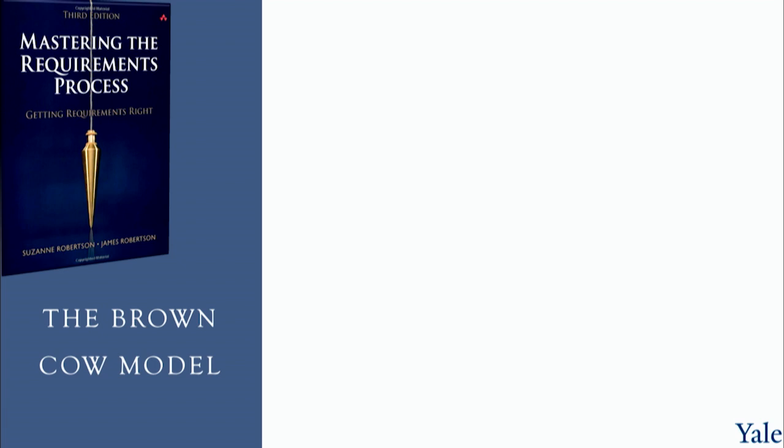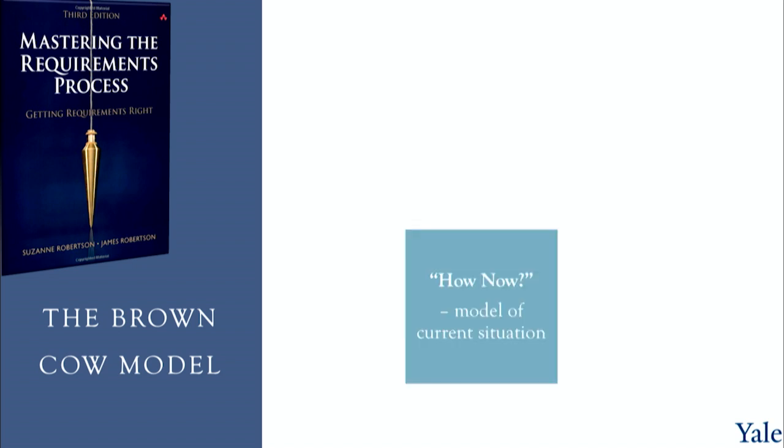And this leads to a discussion of what's called the brown cow model. This comes from a book called Mastering the Requirements Process from Robertson and Robertson. You can see the cover on the top left of the slide. This model illustrates well the tension between the how and the what.